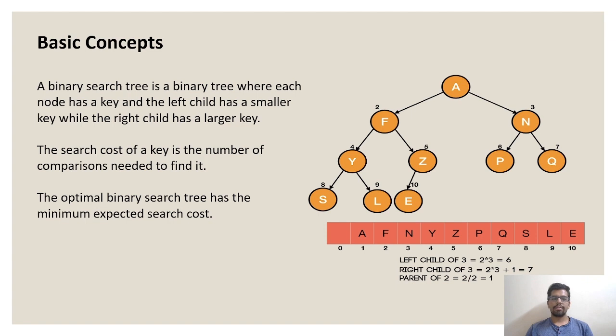Basic concepts of binary search tree. It is a binary tree where each node has a key and the left child has a smaller key while the right child has a larger key. The search cost of a key is the number of comparisons needed to find it. The optimal binary search tree has the minimum expected search cost.